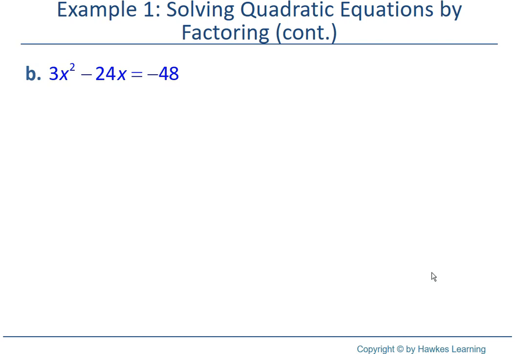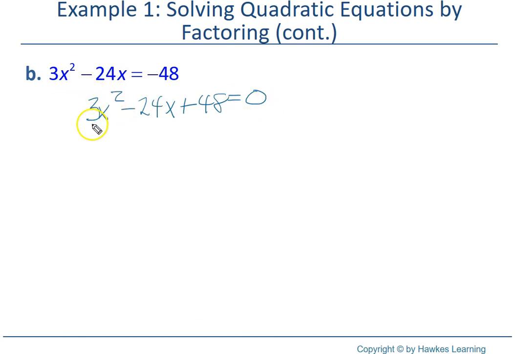Okay, now let's take a look at this one. So again, is it in standard form? And the answer is no, so we have to put it in standard form. So 3x squared minus 24x. Transpose this to the other side, positive 48. Now, and that equals 0, can we factor out a 3?